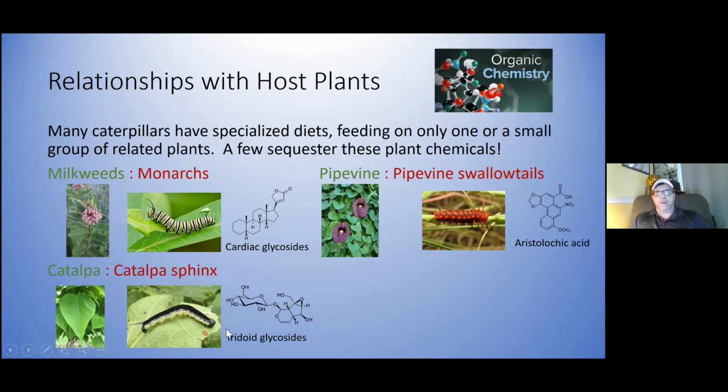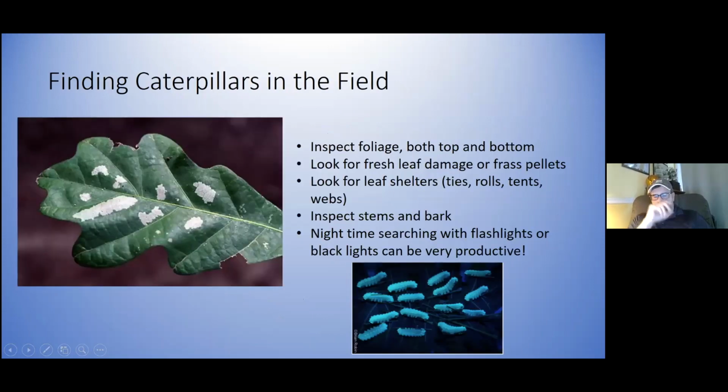The same with the Catalpa sphinx that have iridoid glycosides, and the pipevines that have aristolochic acids in their host plants. So these are all toxic plants with caterpillars that are themselves toxic and are also advertising their toxicity by being very brightly colored. Okay, so let's talk a little bit about finding caterpillars in the field.